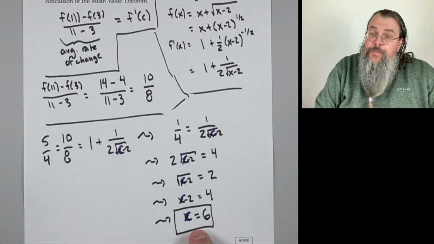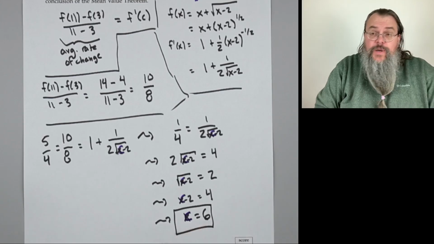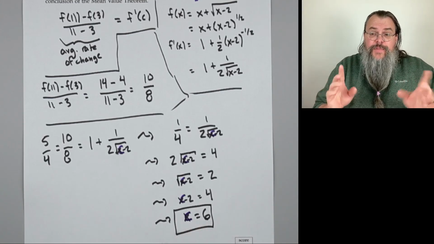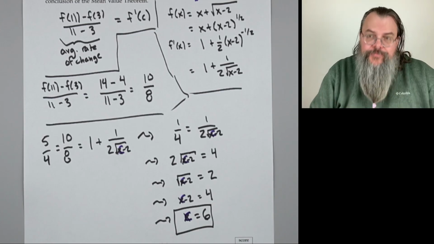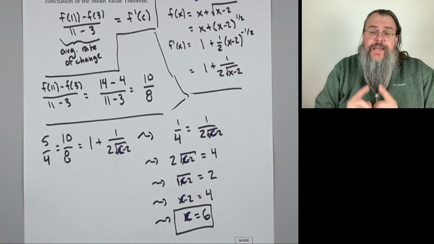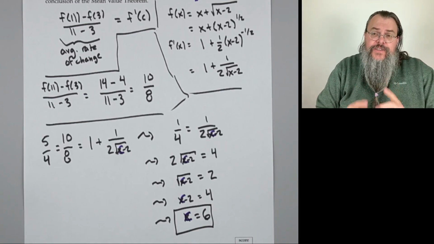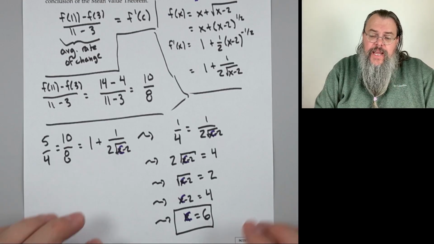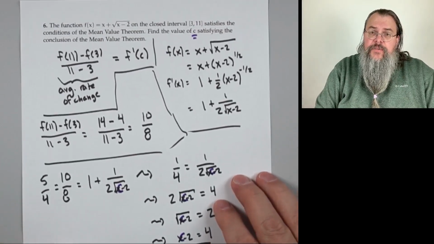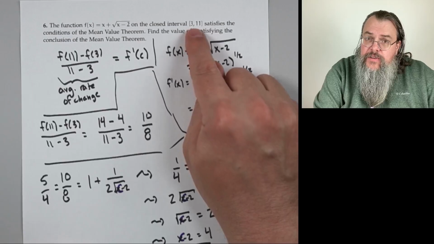point, we may have found multiple values for c. We didn't in this case, but other times we might. Which value for c do we take? Well, the answer is we take any value for c, and we might have several, as long as it's between 3 and 11.